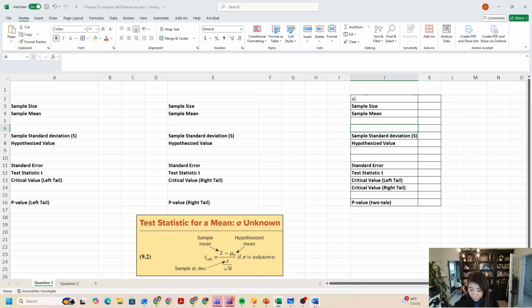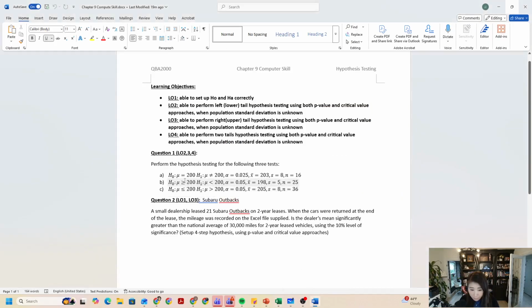Okay, question number A. Now given mu equal to 200, the hypothetical mu value equal to 200. So we're assuming the population mu equal to 200. And then the alpha, the statistical significance level, is 0.025. And the sample mean is 203. The sample standard deviation is 8. And the sample size is 16. So given all this information, we are able to perform a hypothesis testing.